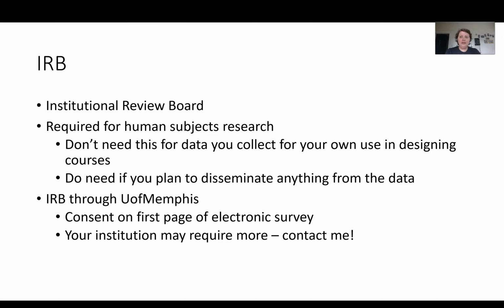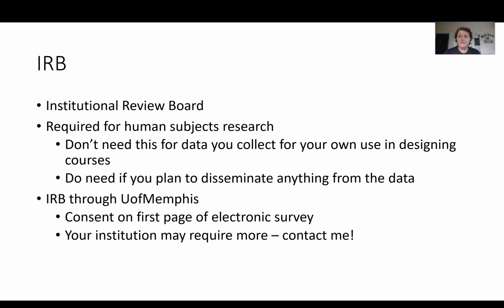I have that at the University of Memphis. So it's quite possible that you don't actually have to do anything to be able to get that from yours. Because we're doing human subjects research, we have to have this. But if you just want to collect some data for your own class, just for your own purposes of evaluating your course, and you're not going to publish it or present it, you don't need IRB for that, of course. But you do if you're going to disseminate anything from that data.